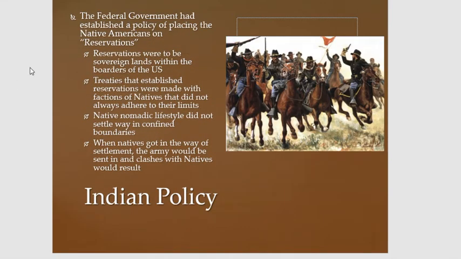The federal government basically had a policy where we're going to establish reservations, and we're going to say this area is reserved for Native Americans. Now, Native American reservations, according to United States law, technically are independent countries. So Native Americans can do whatever they want on these reservations. Okay?